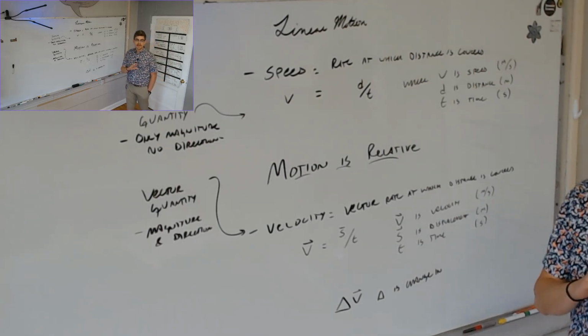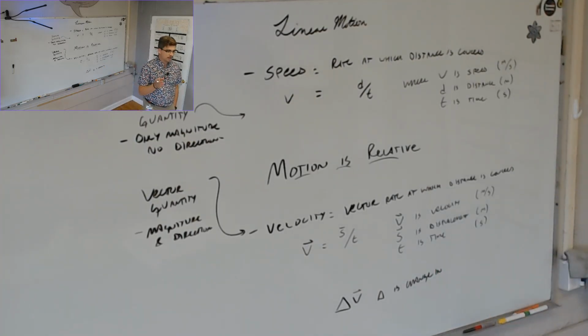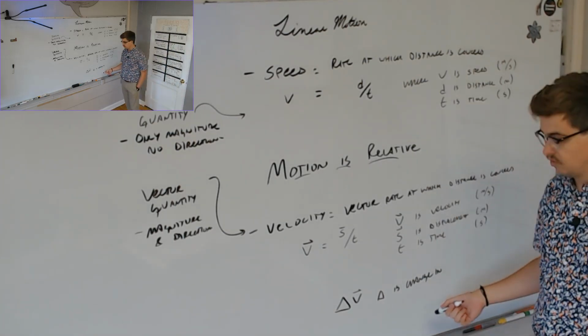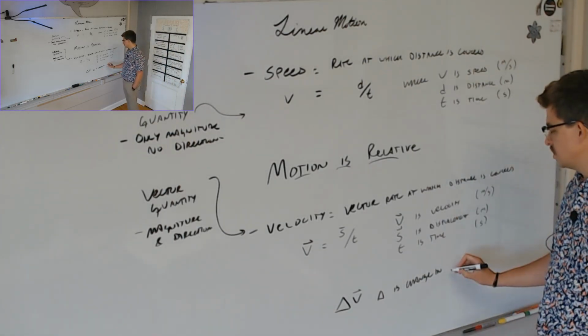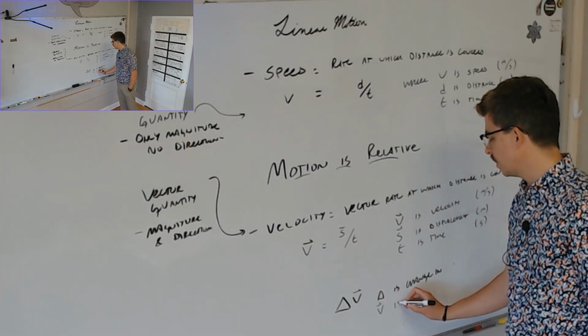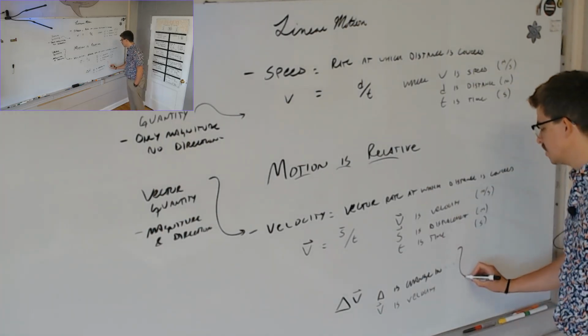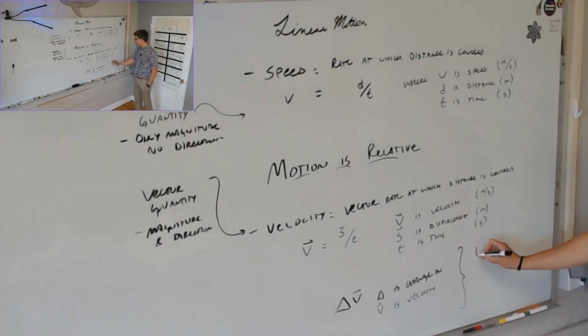So delta hair color is how your hair color has changed over the last year. Delta shoe size is how your shoe size has changed. Delta V is change in velocity. So delta is just change in. Again, V arrow is velocity. What are the ways that velocity can change? Let's list 3. There are only 3.